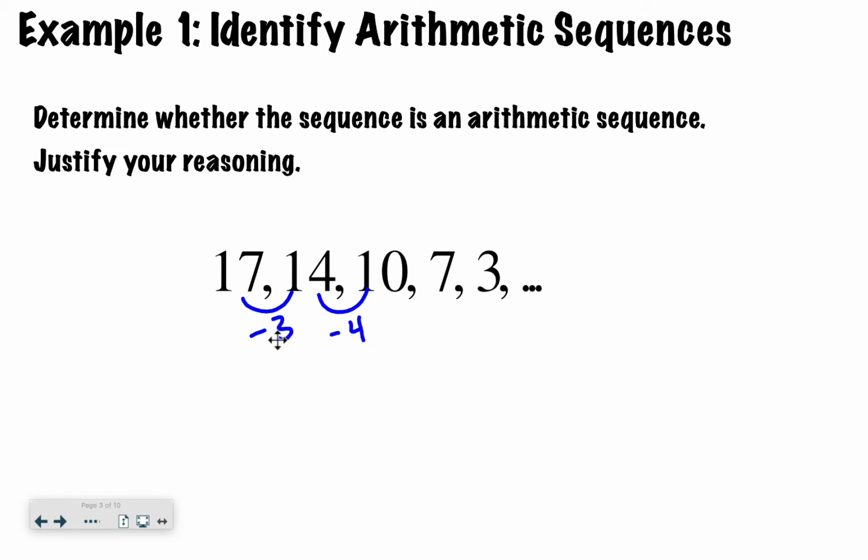So right there, I can already stop. I don't have to test all of these numbers because these two numbers don't match. Some people might write out all of the numbers and say, well, it goes 3, 4, 3, 4, so that is a pattern. Maybe that means it's an arithmetic sequence, but that's not true. They always have to be the same amount. It can't alternate like this, okay? So this is not an arithmetic sequence.